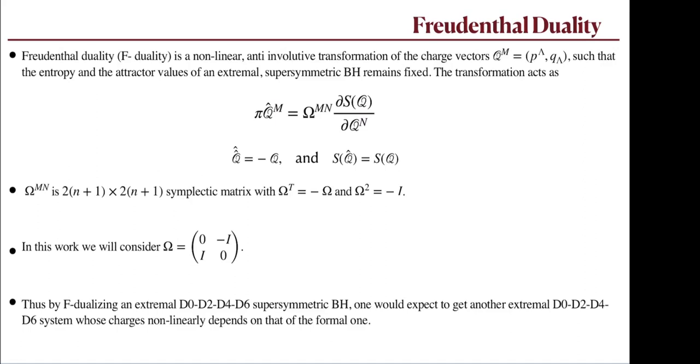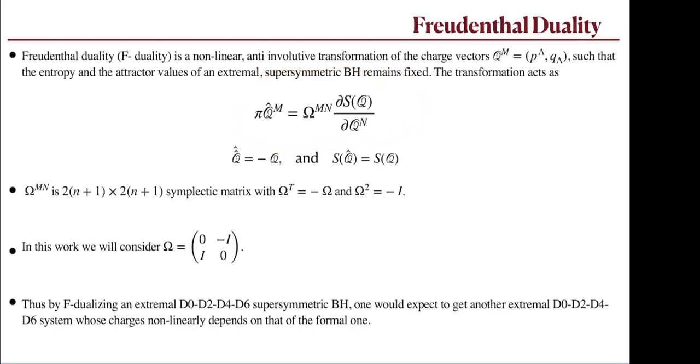So in some sense, it's basically doing a microscopic counting kind of thing. What you are saying is essentially you have two systems that have equal entropy, but their charges are completely different, and they are related by this relation.